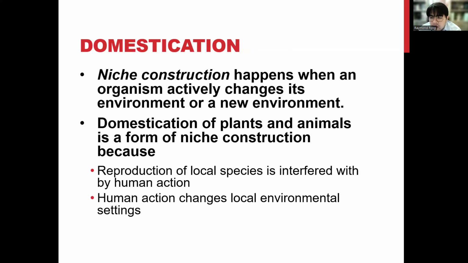Okay. Now, this is very important. When we are talking about the definition of domestication, if you use the word tame, I'm going to be very sad. I'm going to cry. Okay. Please do not use the word tame. Reproduction of local species is interfered with by human action. That is the definition of domestication. I'm going to say this again. The definition of domestication is when the reproduction of a local species is interfered with by human action.